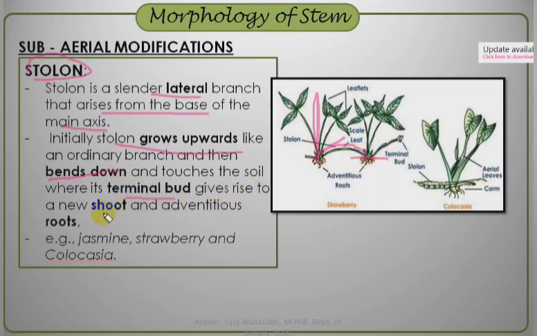Where this terminal bud touches the soil, it gives rise to a new shoot. A branch will also arise from this point and grow straight, then bend down, touch the soil, and give roots and an aerial branch in all directions. This special type of subaerial modification is known as stolon, and the examples are jasmine, chambeli, strawberry, and colocasia.